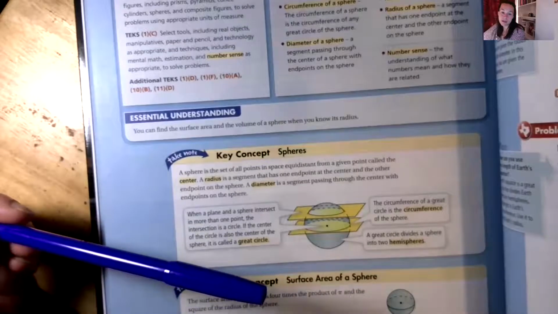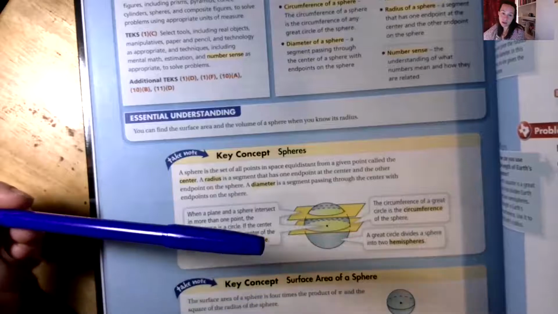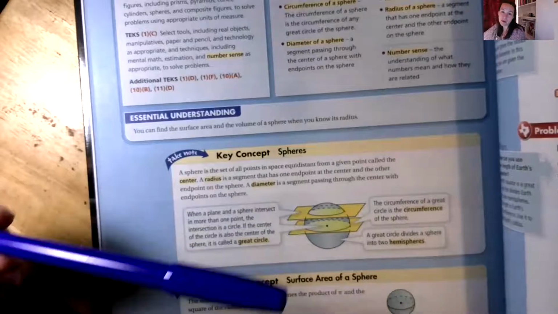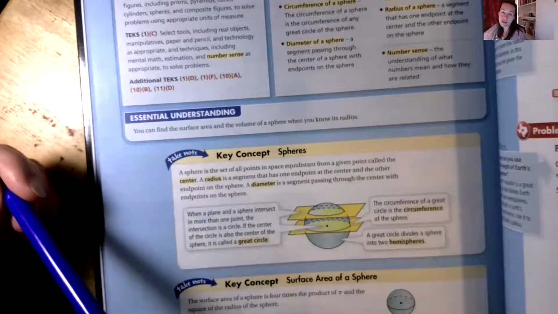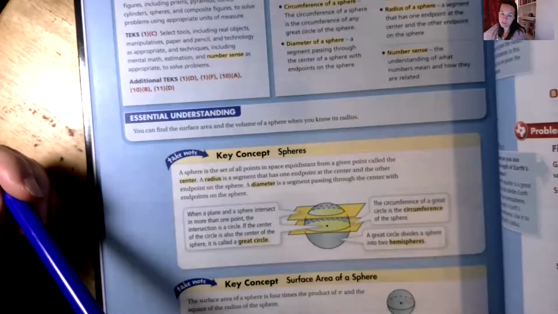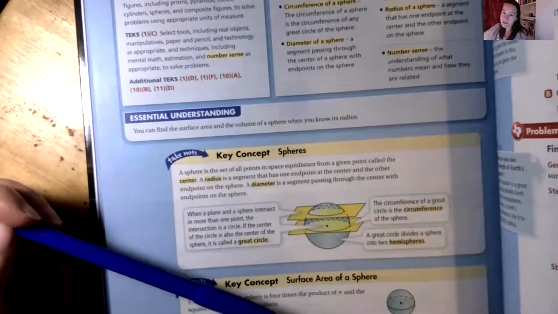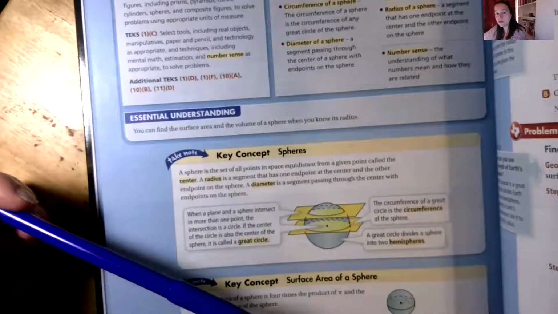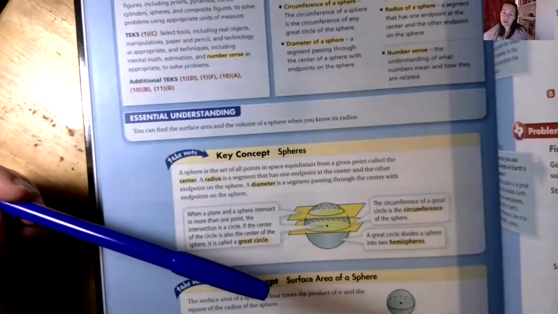And then the radius is the segment that has one endpoint on the center of the sphere, and the other endpoint is on the sphere itself. And then the diameter would be a segment that passes through the center that has its endpoints on the sphere. Now, an important thing that we talked about in some of the other lessons in this unit has been what would happen if we were to intersect a 3D figure with a plane. What shape would we come up with?